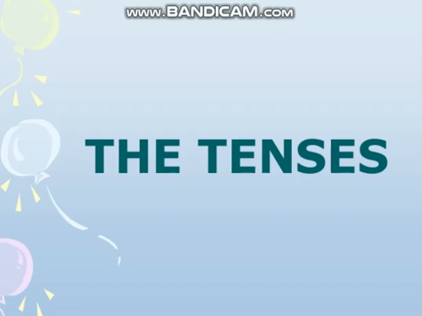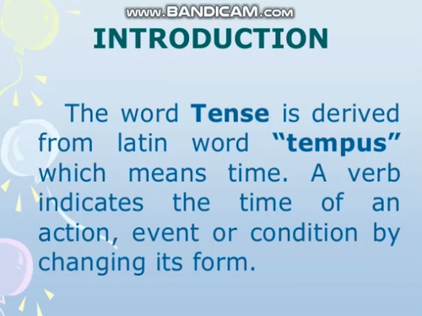Today we are going to discuss tenses. Let's have an introduction of it. The word tense is derived from the Latin word tempus, which means time. So simply, the word tense means time. It shows us the time in which something has happened, or in which something will be happening, or at which time something is happening now. So different times show us different tenses.